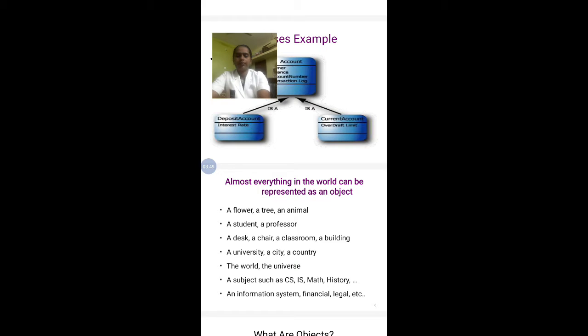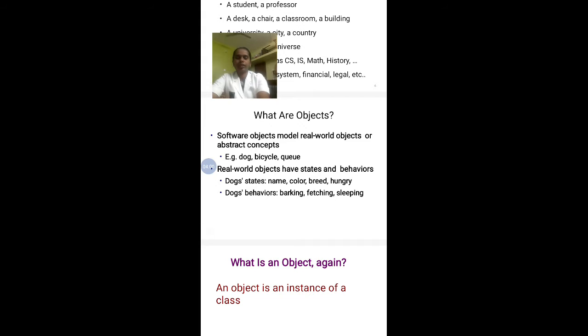What is an object? A flower, tree, animal, student, desk, university, place or name. These are all objects. An object can be a software object model, a real world object model or an abstract concept, for example a dog, bicycle or queue. Real world objects have states and behaviors. A dog's states are name, color, breed and hungry. A dog's behaviors are barking, fetching and sleeping. So the two parts of an object are states and behaviors.